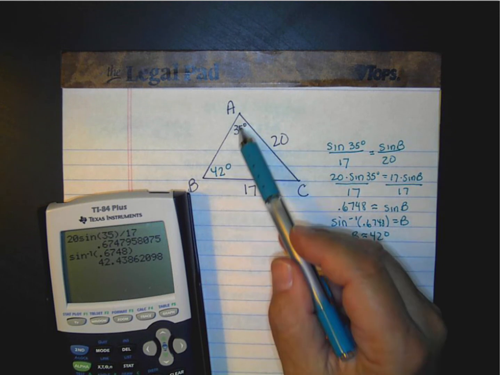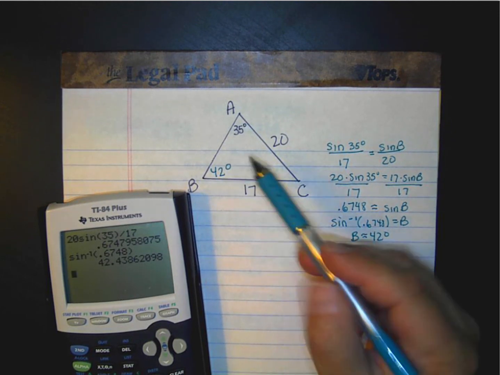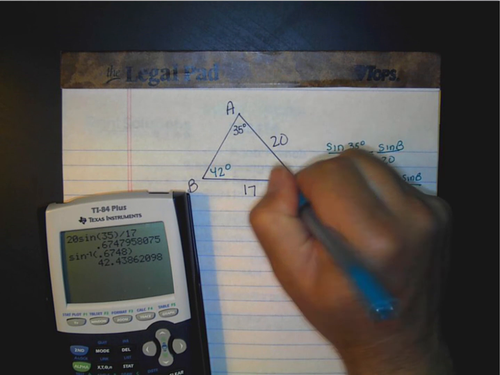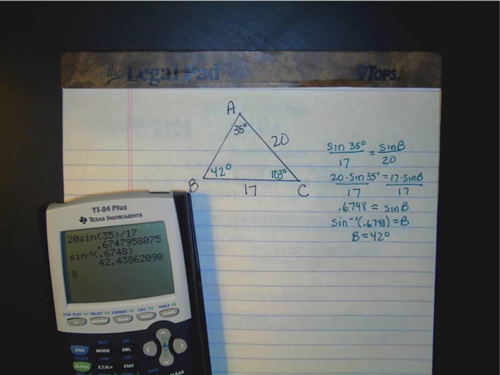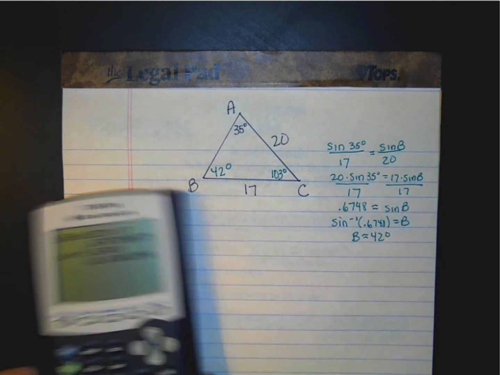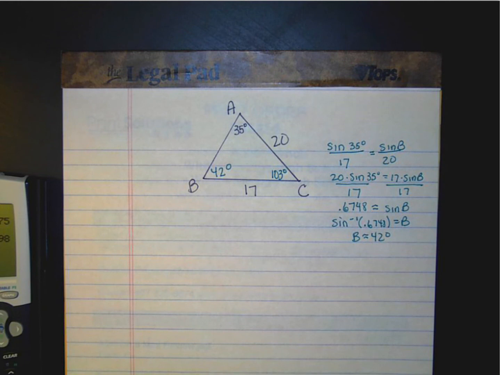Add 42 and 35, that's 77. That would leave me 103 degrees here. So I know I got at least one triangle. And now I can find the other side of the triangle.